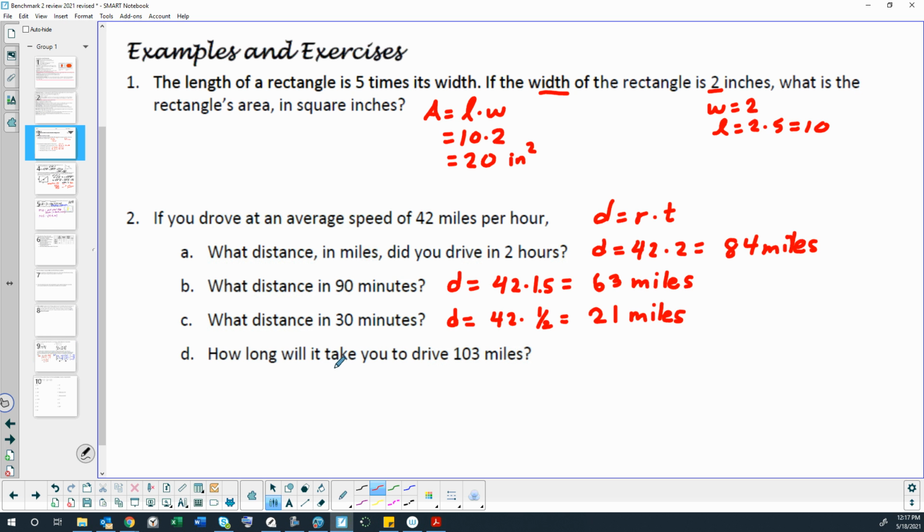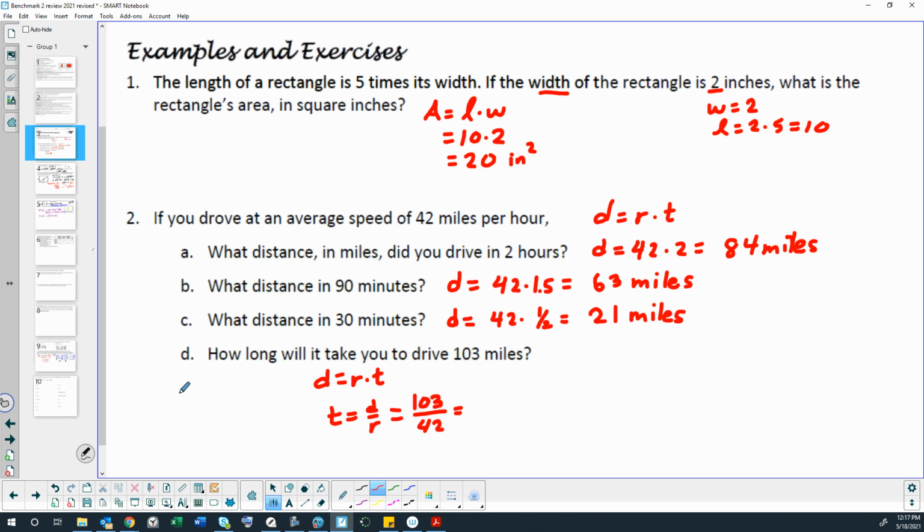This question makes us use this formula a little bit different way. How long will it take you to drive 103 miles? So let's take our formula, distance equals rate times time, and let's solve it for t. So t will equal the distance divided by the rate, because if we want t by itself, we're going to divide both sides by r. So distance divided by rate, so we'll take 103 miles, divide by our rate of 42 miles per hour.